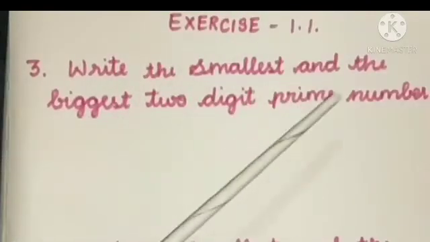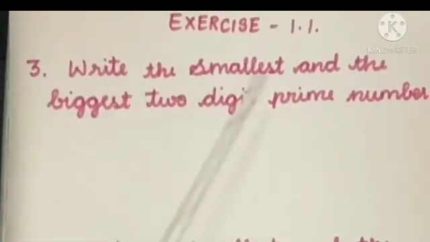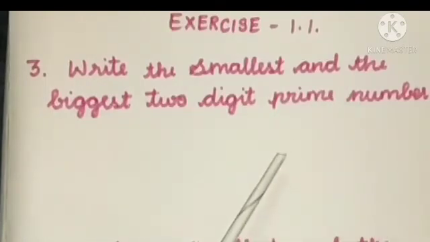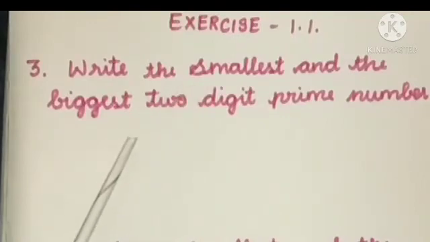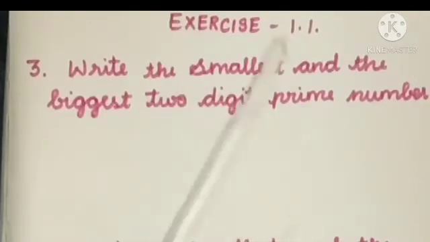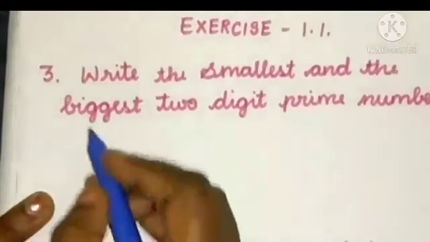Exercise 1.1. Third sum. Write the smallest and the biggest two-digit prime number. Students, you have to find the smallest and biggest two-digit prime number. As you already know, what is meant by prime number? A number greater than 1 having only two factors, namely 1 and the number itself, is called a prime number.